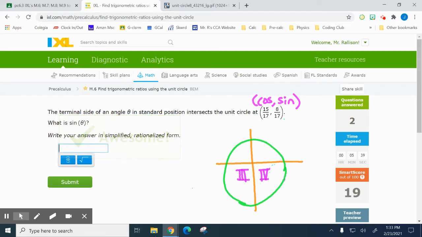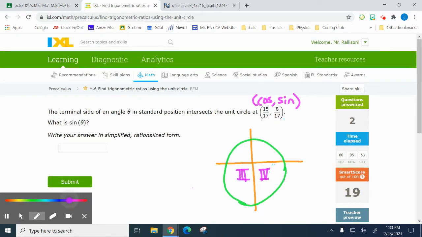And that's kind of how that goes, right? So you know that if you get one wrong, you can get help, right? So this one, the terminal side of the angle, standard position, and so on. These are both positive, right? So you know it's in quadrant 1. But whatever those are, that's what it's going to be. So if it was negative 15 over 17, so the sine is the second one. So the answer to this one's going to be 8 over 17.